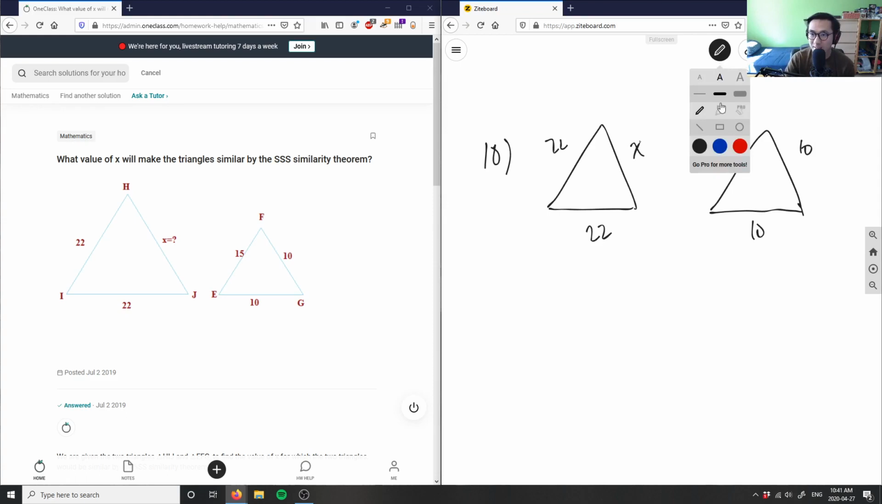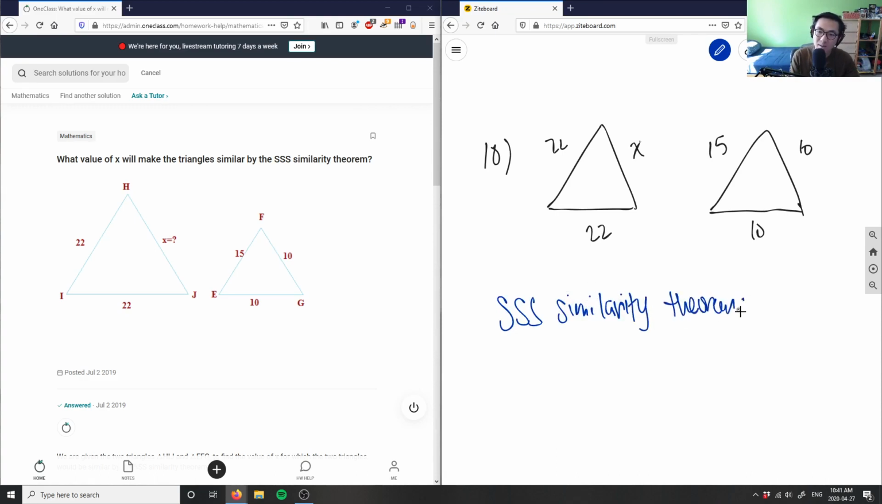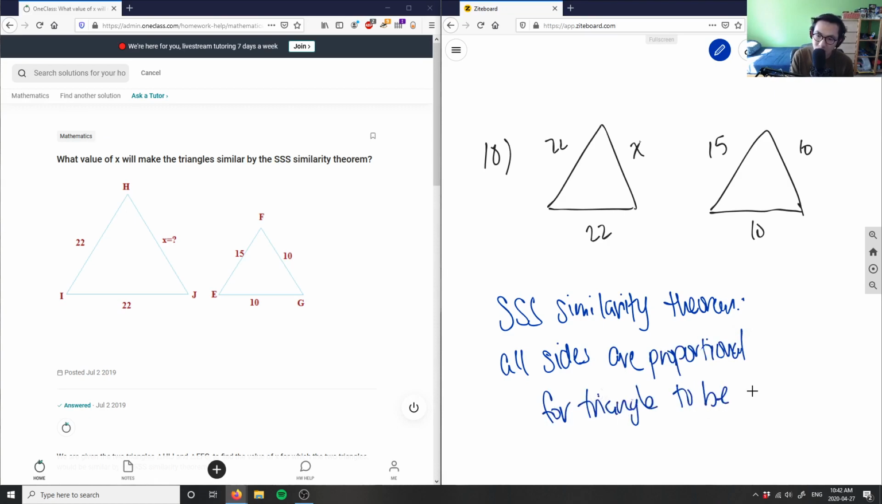So when we talk about the SSS similarity theorem, we're talking about side, side, side, right? So SSS is side, side, side. The SSS similarity theorem states that basically all sides have to be proportional in order for us to assume that the triangles are similar. All sides are proportional for triangles to be similar.